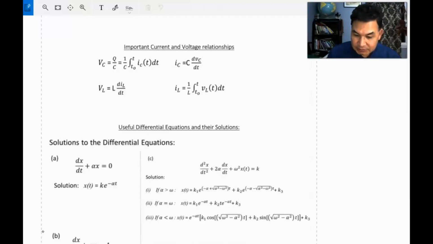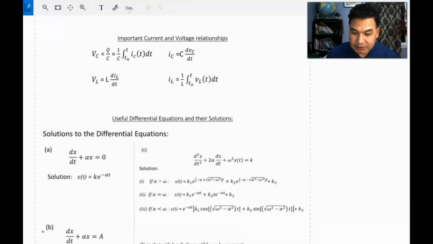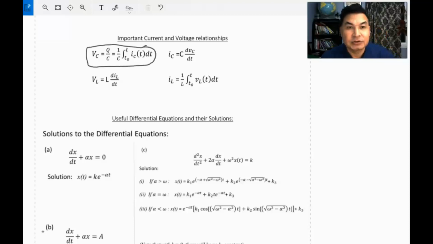These are the current and voltage relationships across the capacitor and inductor. This is the voltage across the capacitor, Q over C, and the current through the capacitor will be C dV over dt. Similarly, the voltage across the inductor, where L is the inductance, is given by L dI over dt, and the inverse is that the current will be the integral of VL with respect to time.